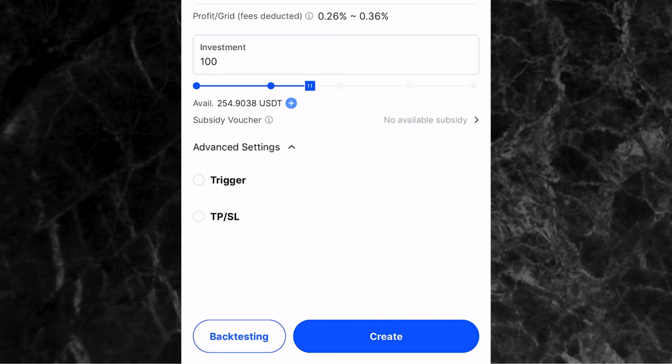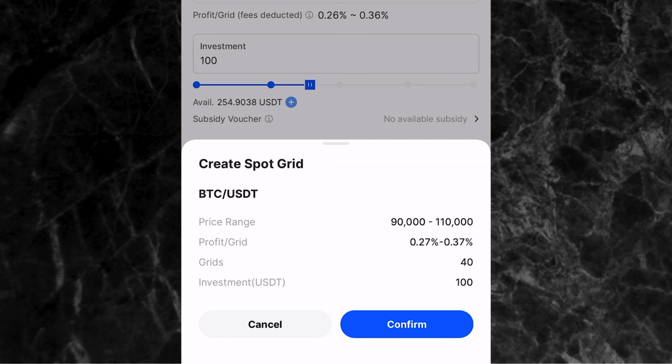So once you've entered all of these things, just click on create at the bottom side of the screen. And then right here it shows you the summary of everything you have entered so you can be sure. So you can see we are trading BTC USDT. The price range is $90,000 to $110,000. That means that this trading bot will be taking trades for me in as much as BTC is between $90,000 and $110,000. And then the profit per grid is 0.27% to 0.37%.